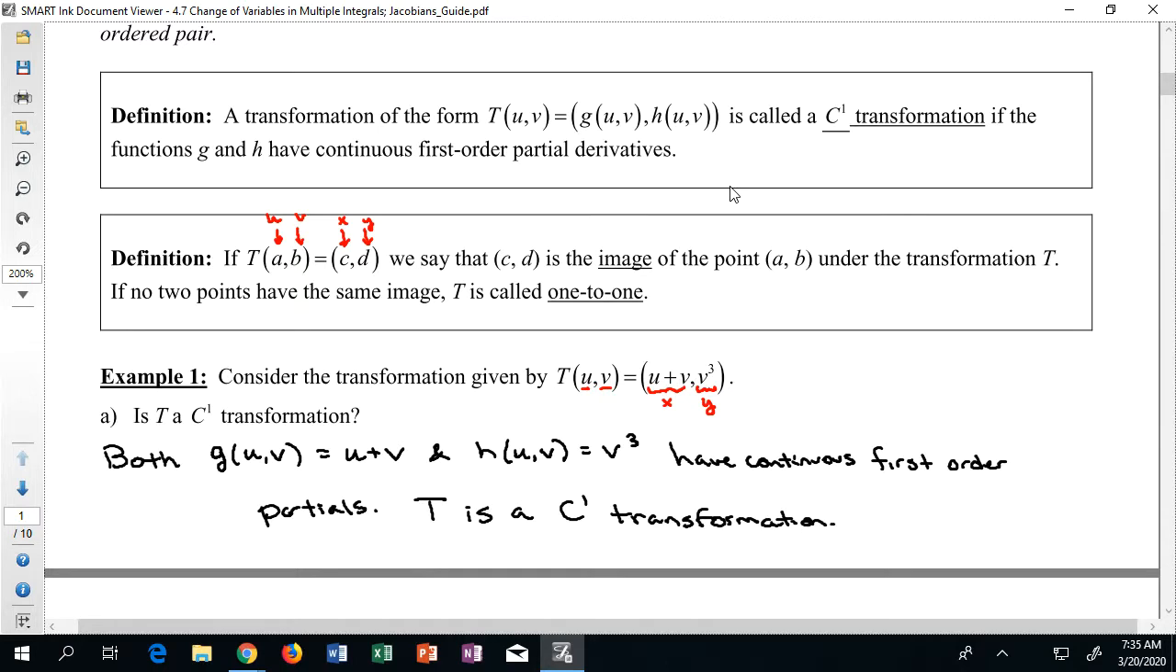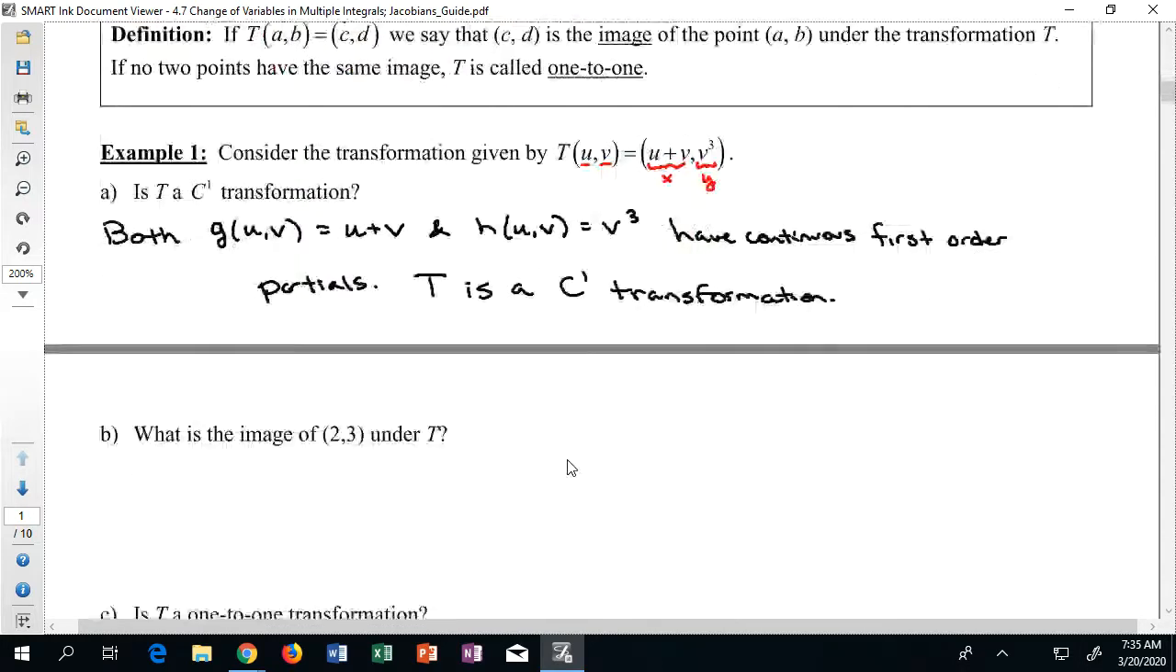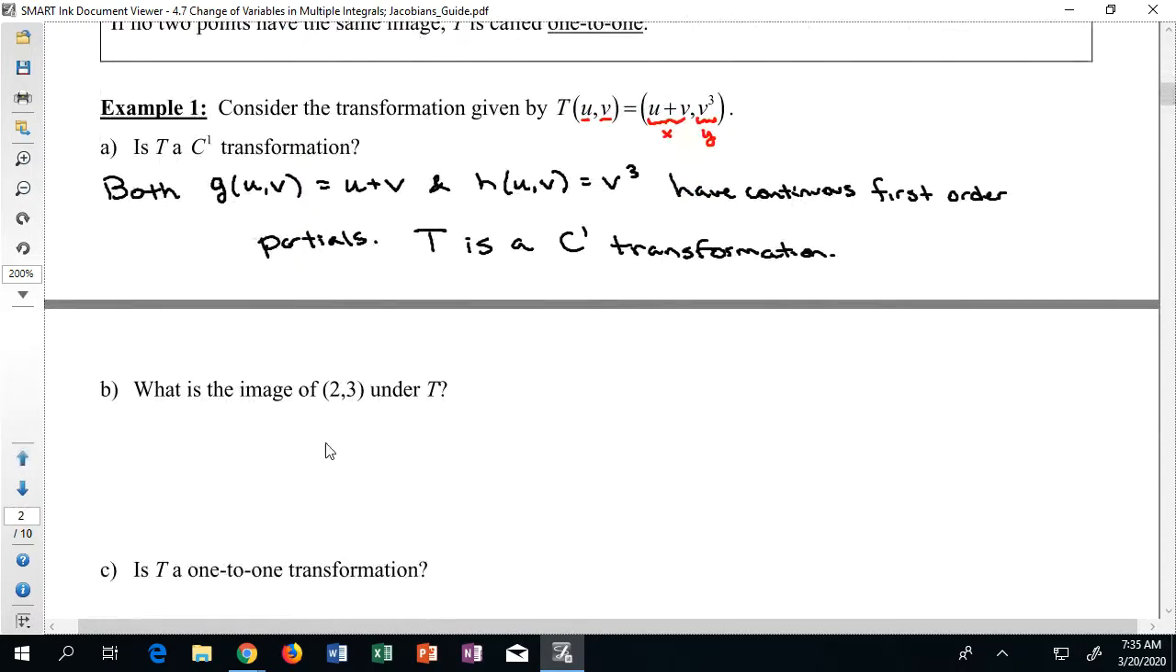Okay, so this is at least what the definition up here is demanding, that I meet these criteria. And so here I have a special kind of transformation. It meets this criteria to be a C1 transformation. I could then ask the following question. What is the image of (2, 3) under T? So notice that this is saying that if I have a U and a V point right here, and I want to transform those with T into an X and a Y, what is it that I get?